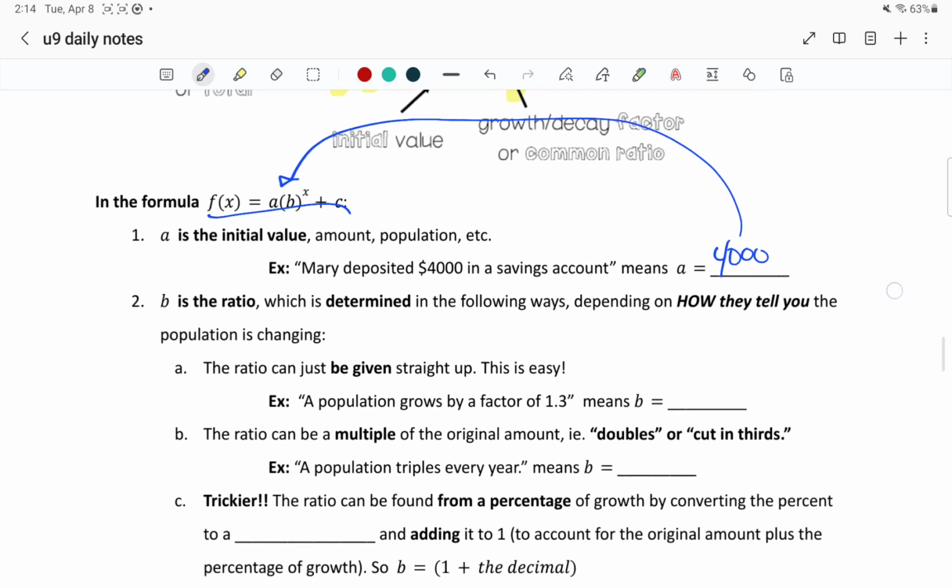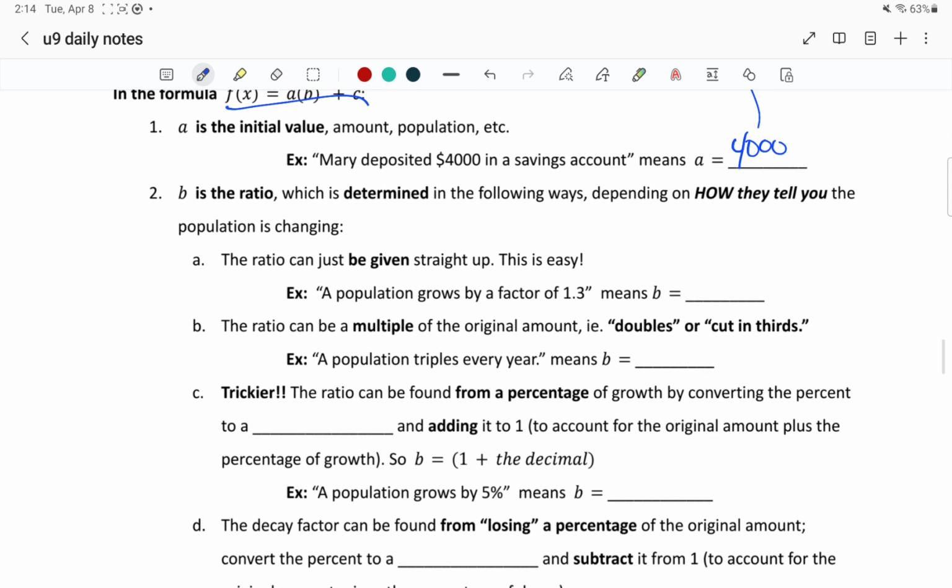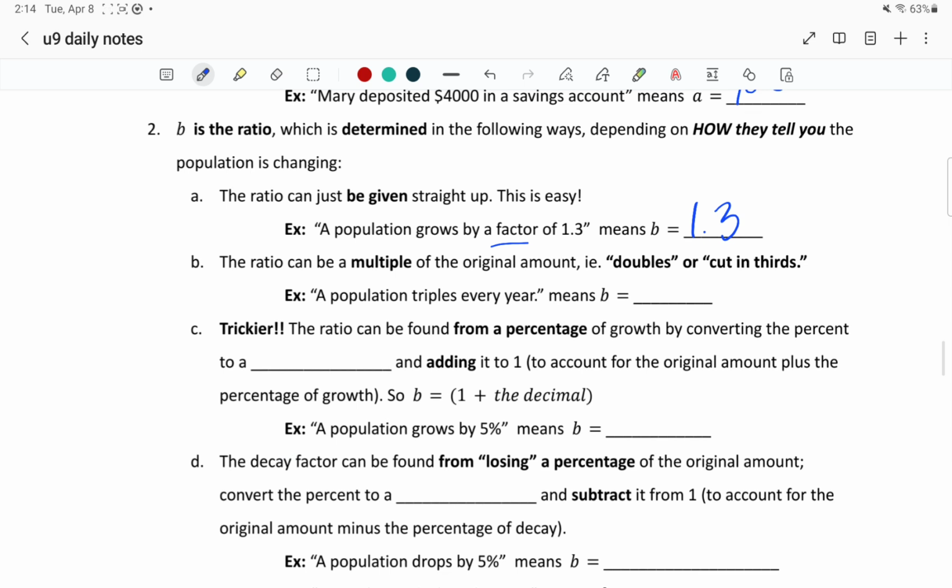Okay. B is the ratio. This is how much something is changing. It can be multiplying or dividing, and we can be given it in several different ways. First way is by a factor. If it gives it to us as a factor, then whatever number they gave us is the number it is, 1.3. If it's a multiple, then we have to think for a half a second. If a population triples, I'm multiplying by 3 each time, so B equals 3.